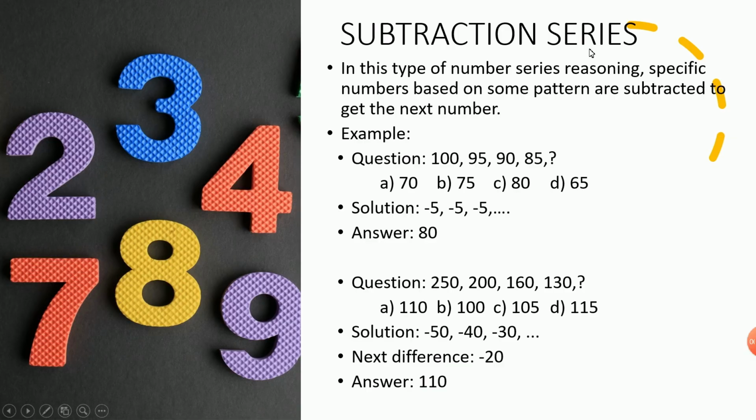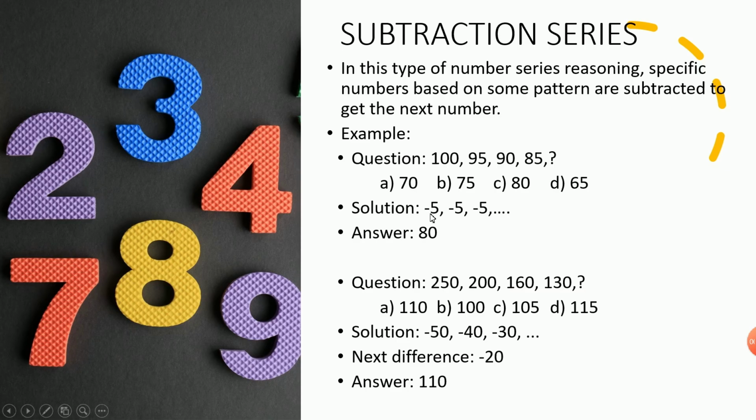Next we are moving on to the subtraction series. Here the subtraction series is totally different. We are subtracting, so the sequence follows a certain pattern of subtraction. Please note that in this question each next number is less by 5 than the previous number. So 100 minus 5 is 95, 95 minus 5 is 90, 90 minus 5 is 85, and the next would be 85 minus 5, that is 80. That is how this question is solved.